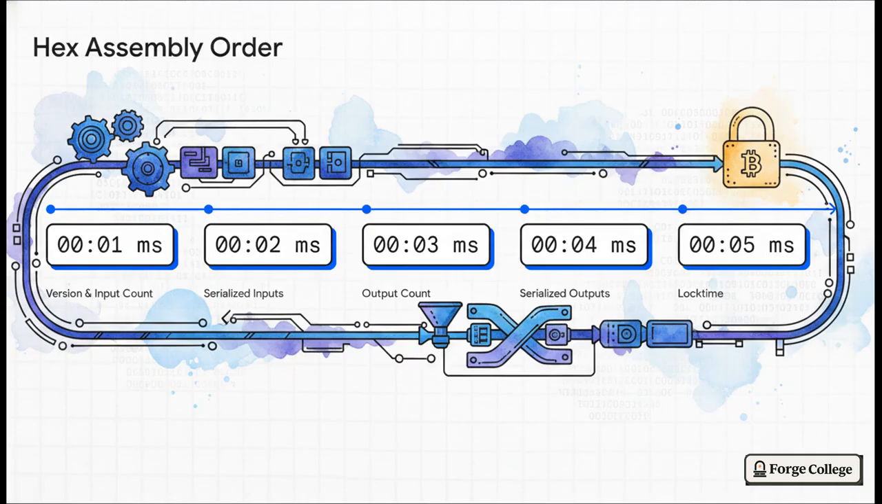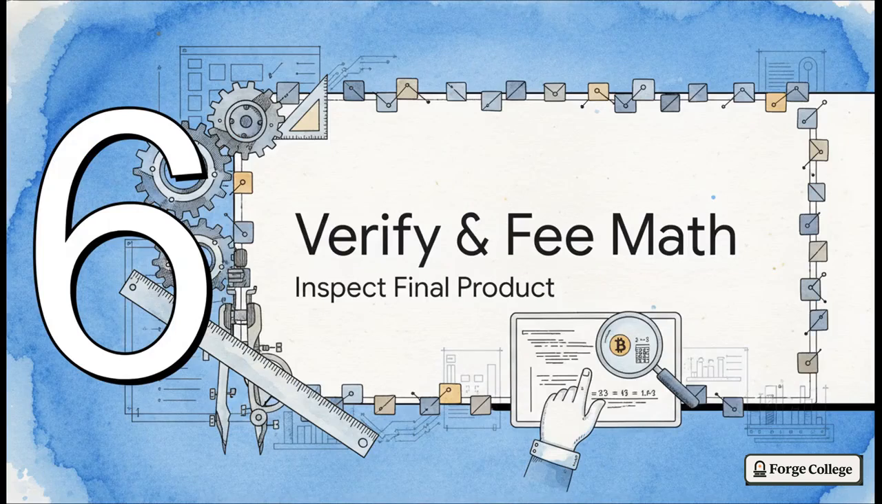We snap the version and input count into the serialized inputs, we follow that up with our output count, weld on our serialized outputs, and finally, we cap the entire string with a 4-byte lock time. What we get is one continuous, unbroken, beautiful piece of hexadecimal code. And finally, step 6, verification and fee math.